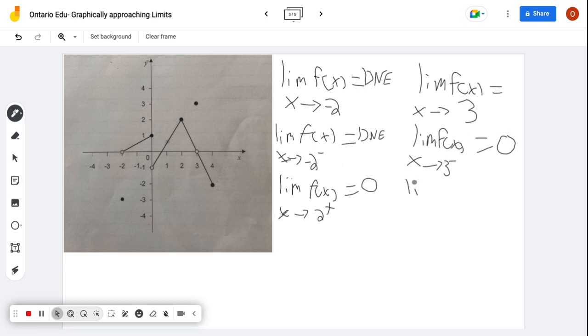Now let's take it from the right hand side. Limit of f of x as x approaches 3 from the right. Now from the right, again, we can just follow our graph from the right hand side and stop here at the same spot, which the y value is 0. Since these two are equal, therefore the limit of f of x as x approaches 3 is equal to 0.